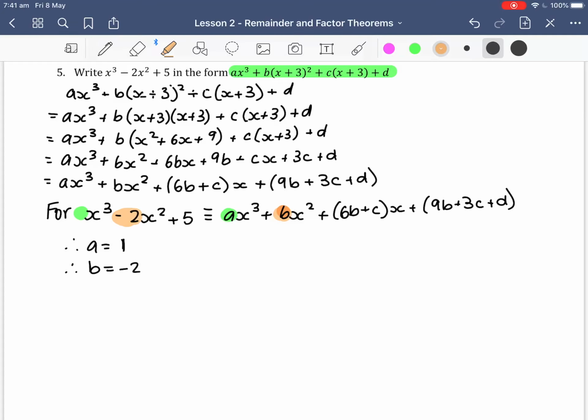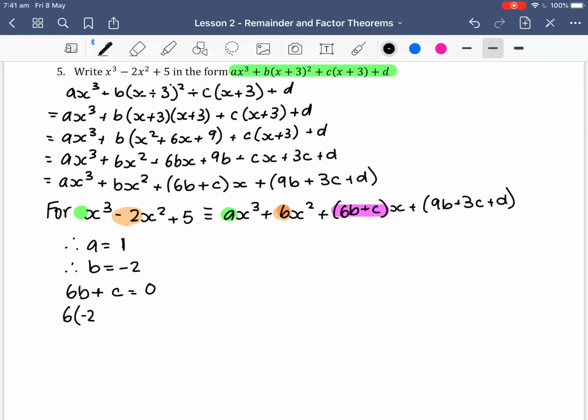For our next values, for our x, we do not have equal to anything on this side. So that means that our 6b plus c is just going to equal 0. And so we want to find out what c is here. So we're going to sub in b, so it will be 6 times our minus 2 plus c equals 0. So we have minus 12 plus c equals 0. So then we plus the 12 to both sides. So therefore we have our c equals 12.